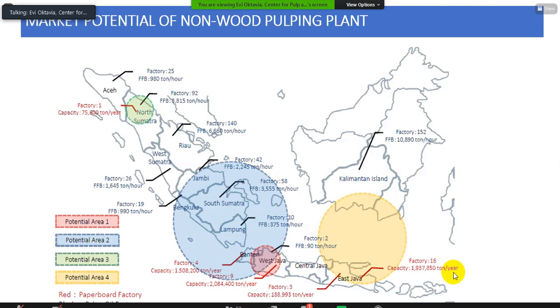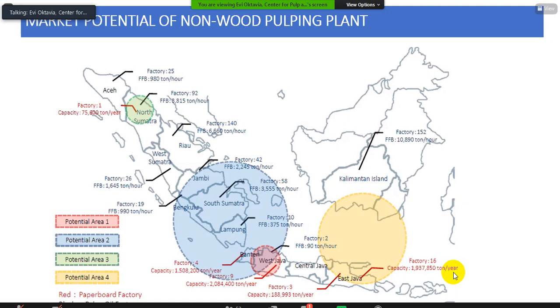Even though this is potential enough, it will not have any effect on the national problem, because there is only one paper mill in North Sumatra. About potential area number four, this is the potential area that we recommend. And we think this is important because in Indonesia, in the next couple of years, we will have a new capital city in East Kalimantan.